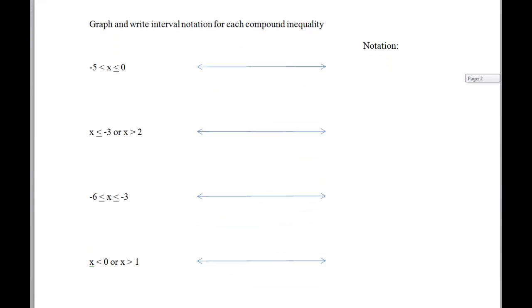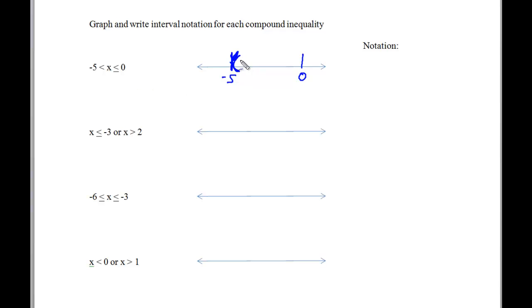All right, we're going to graph and write some interval notation for these compound inequalities. This is your next homework piece here. So let's see here. -5 is less than x, which is less than or equal to 0. So on my number line, I'm going to put down a -5 and a 0. Now it looks like I'm not going to be able to get to -5, so this is going to be a curved line like that.